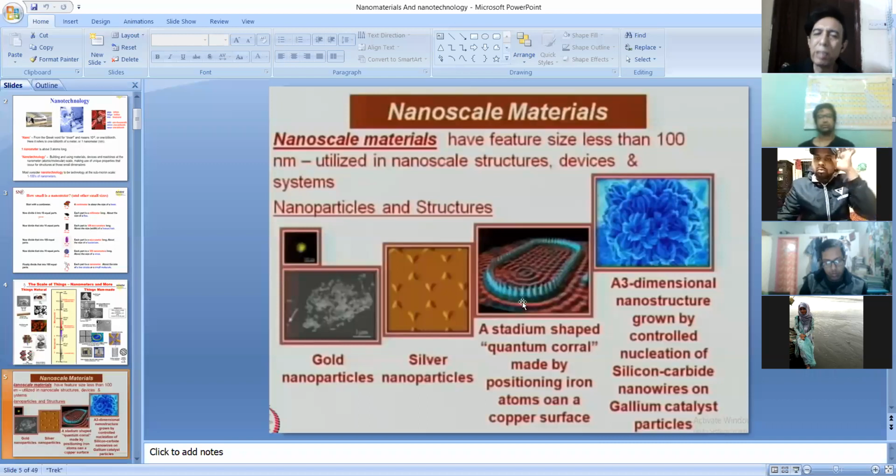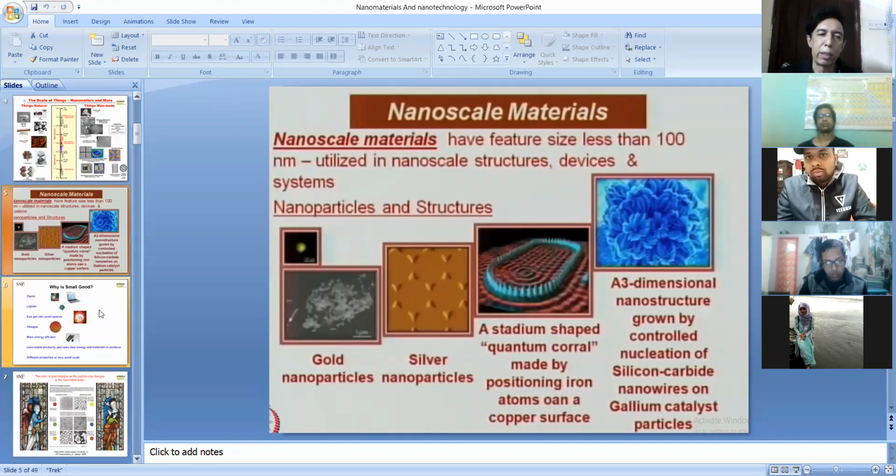These are ornamental things, and this is a three-dimensional nanostructure got by controlled nucleation of silicon carbide nanowires. So these are some nanoparticles. These are silver nanoparticles. These are gold nanoparticles.